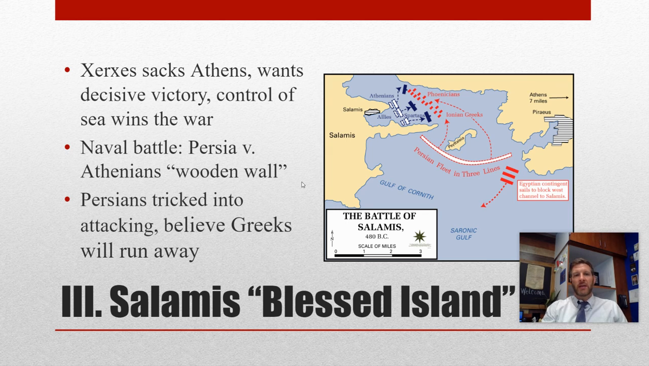Greece called their navy their wooden wall. They said, we didn't have any land walls to defeat the Persian Empire, but we're going to use our navy to defeat them at sea and protect our families and all our evacuees or refugees on the island of Salamis.